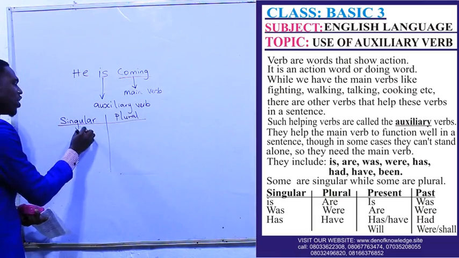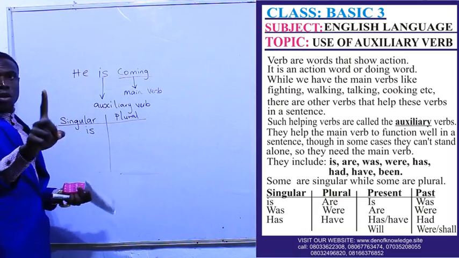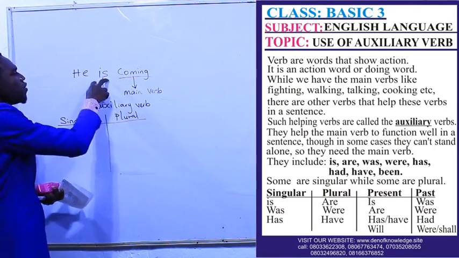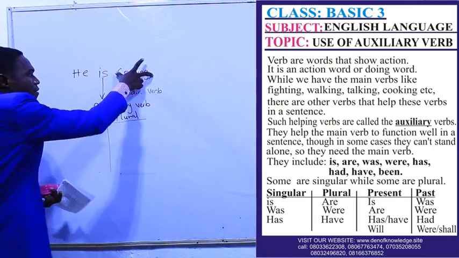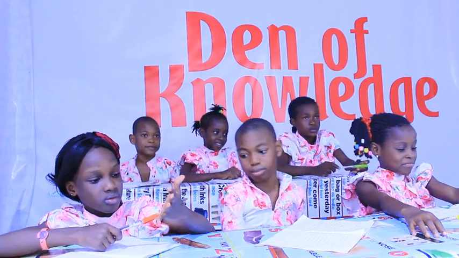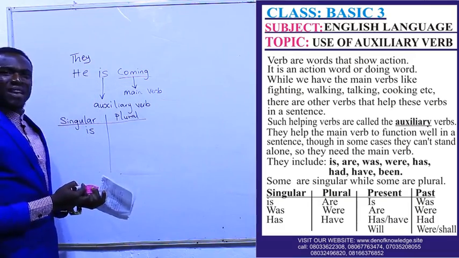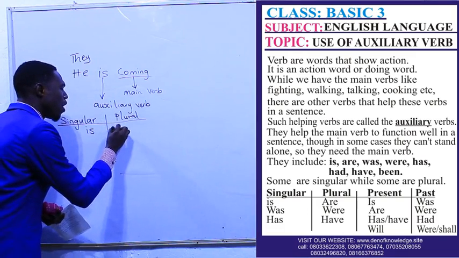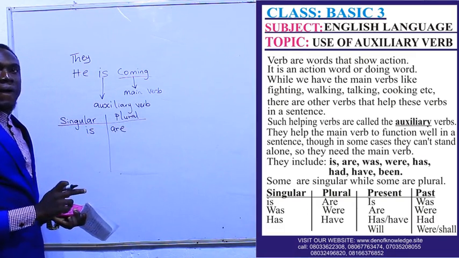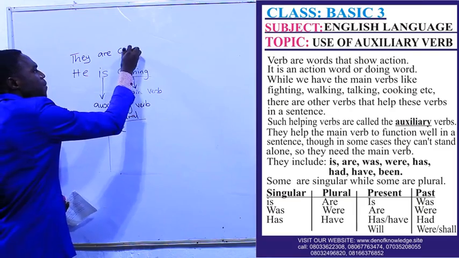Remember, he is one. So you say he is singular. Therefore, you use a singular auxiliary verb to help the verb. But when you say they, what do you use? You can't say they is coming. You must use the plural auxiliary verb of is, which is what? Are. So you say they are coming.